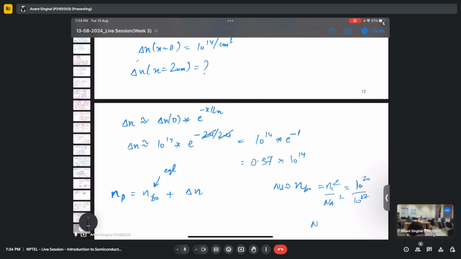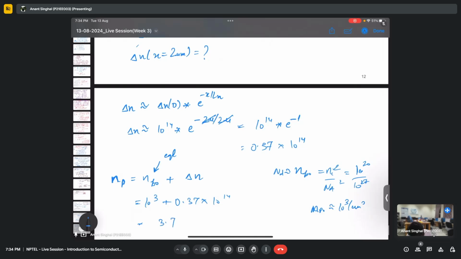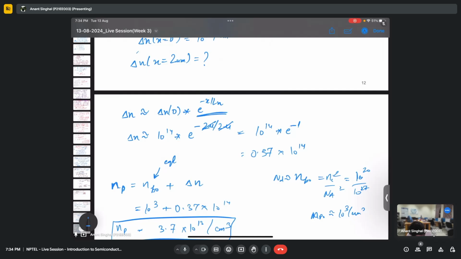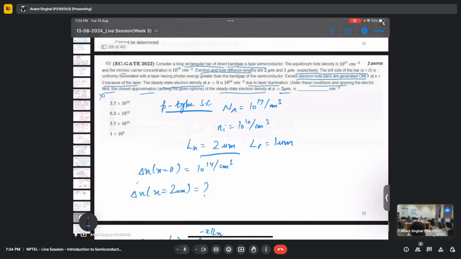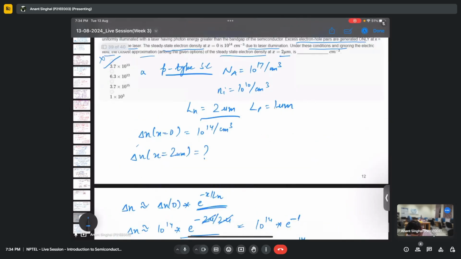So np0 will come out to be 10 raised to the power 3 per centimeter cube, which is very less as compared to the second term, which is 0.37 times 10 raised to the power 14. So I can write this as 3.7 times 10 raised to the power 13 per centimeter cube, which is nothing but the excess carrier concentration at x equals to 2 micrometer, which is asked in the question. So the answer will be 3.7 times 10 raised to the 13. So option A. Is it clear?